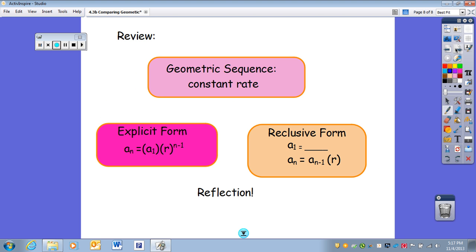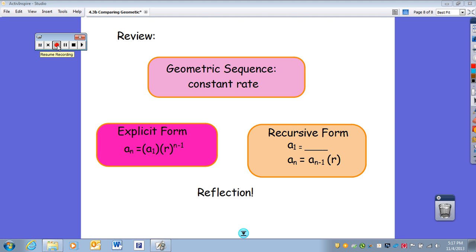Let's review. Remember, a geometric sequence has a constant multiple or rate. The explicit form, when we're looking for any term we want in the sequence, is a sub n, that term, equals the first term times the rate to the n minus 1 power. The recursive form is we first look for a sub 1, our first term, and then to finish the form, we have a sub n, any term we want, is equal to the previous term times the rate.